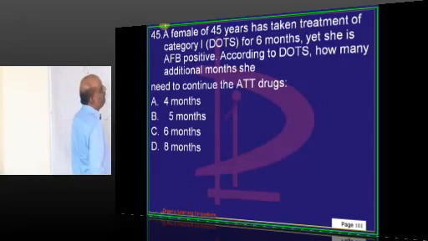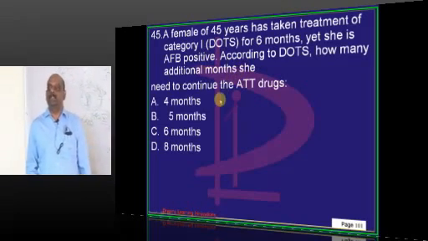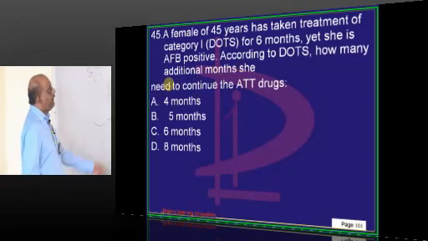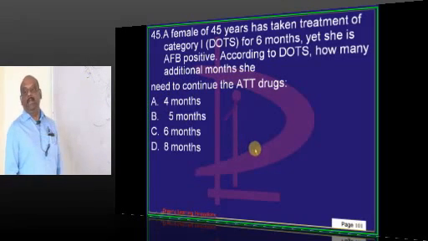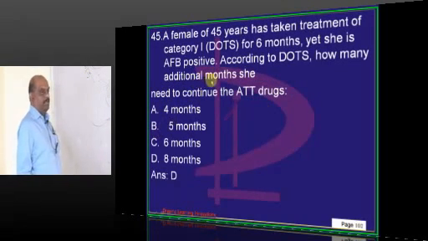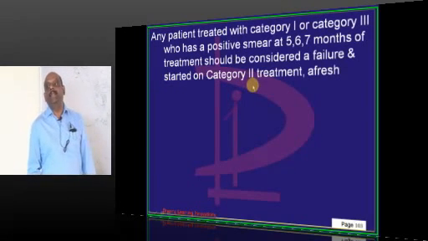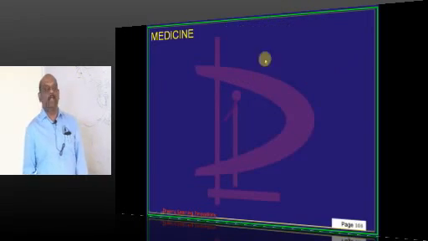A female of 45 years, category 1 DOTS for 6 months, yet she is AFB positive. According to DOTS, how many months does she need to continue the ATT? She should be treated like category 2, afresh, is the point you need to appreciate.